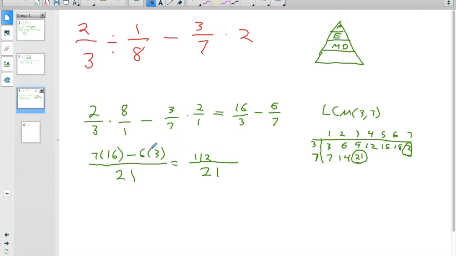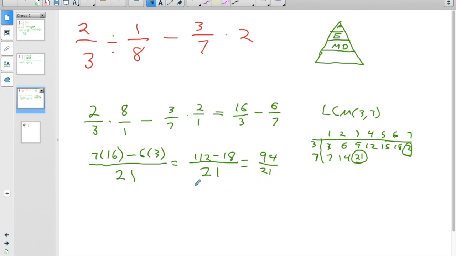And then 6 times 3 is 18. So we have 112 minus 18. And this is going to give us 94 over 21. Okay.